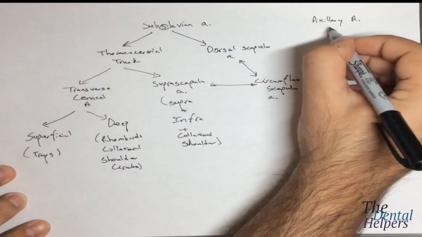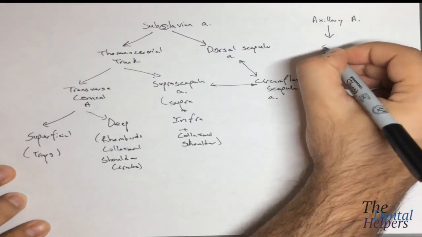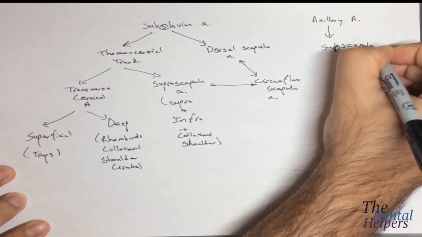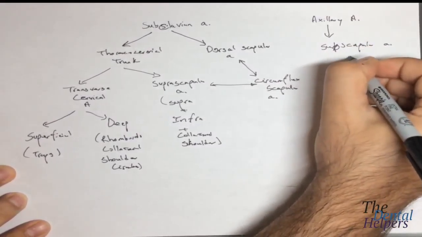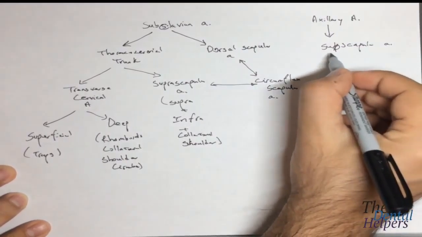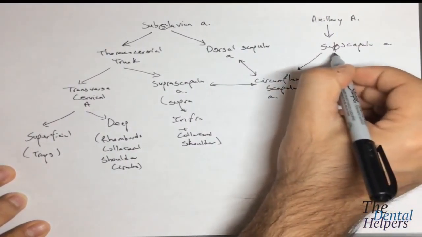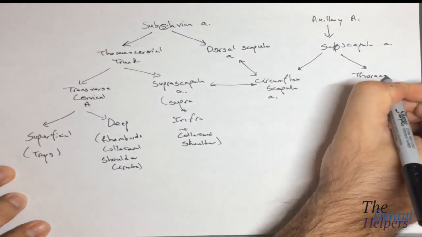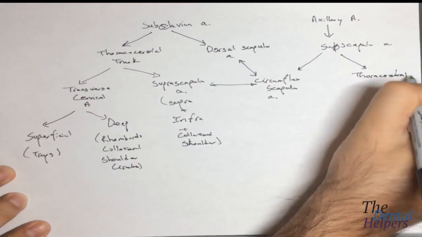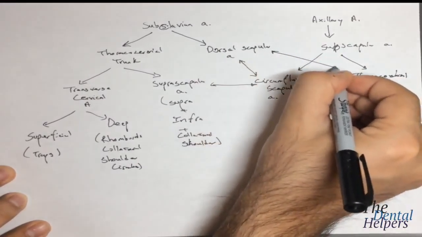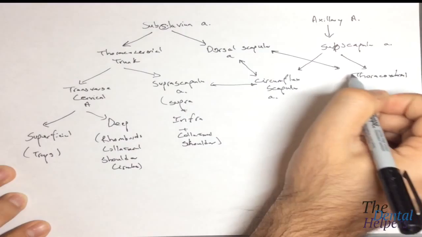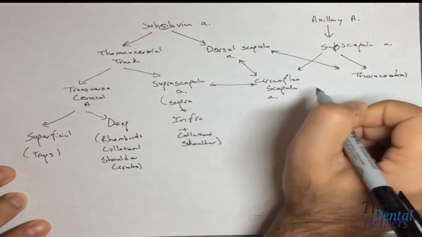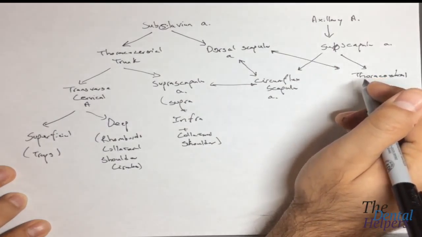And now we're going to kind of break into a different direction. The axillary is going to go into the subscapular artery, and it's going to go from there. It's going to divide into the circumflex and the thoracodorsal. And so anytime you see these double arrows or multiple sites going into one place, it usually means that there's going to be an anastomosis occurring.